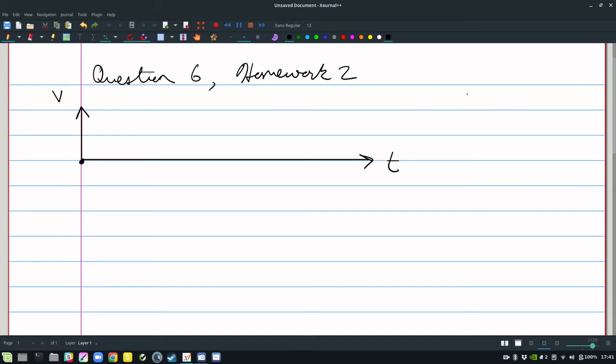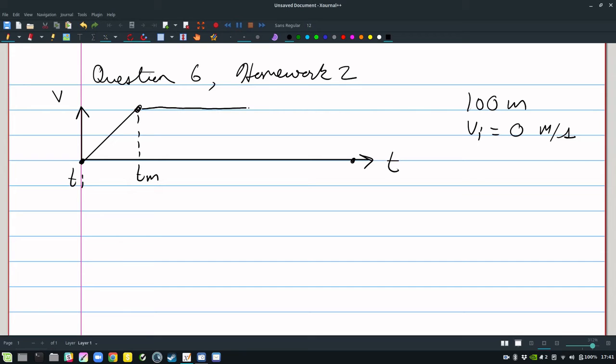Now the rules say this is the 100-meter sprint, and you have to start from rest, so the v initial will be 0 meters per second, and the sprinter accelerates from rest to top speed, and we'll call this time t middle, and this is t initial, and then t final will be here. Once the sprinter reaches top speed, we'll call that V maximum. Then the race is over.